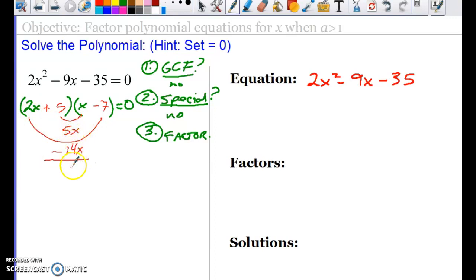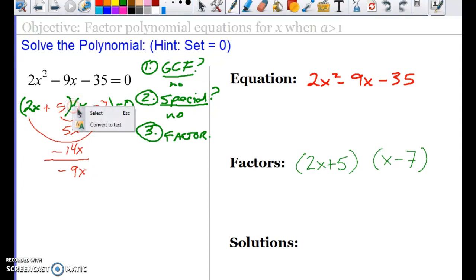Okay, so then if I combine those, that will work out to -9x. So that's the factorization I want. Now that I have the factors, which were 2x plus 5 and x minus 7, I take those factors, and since I'm multiplying together to get a product that equals 0, I know that by the zero product property, that's from lesson 1, you need to remember that.